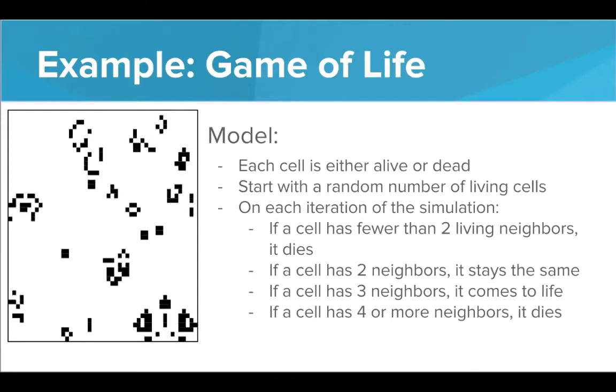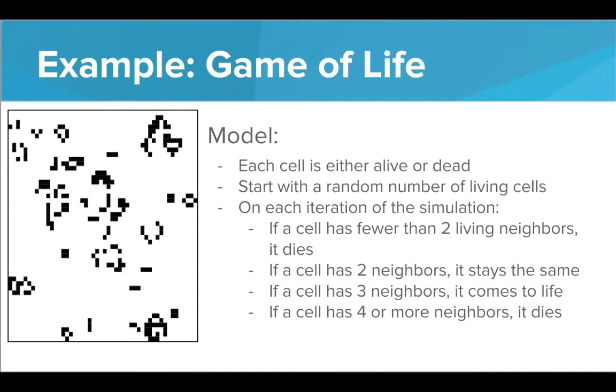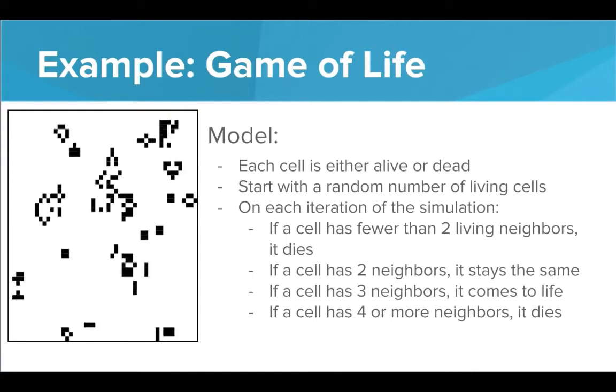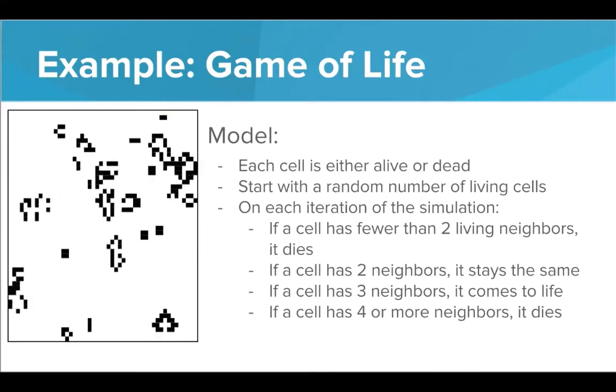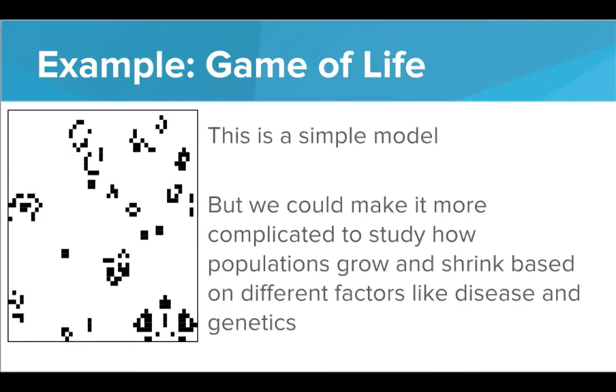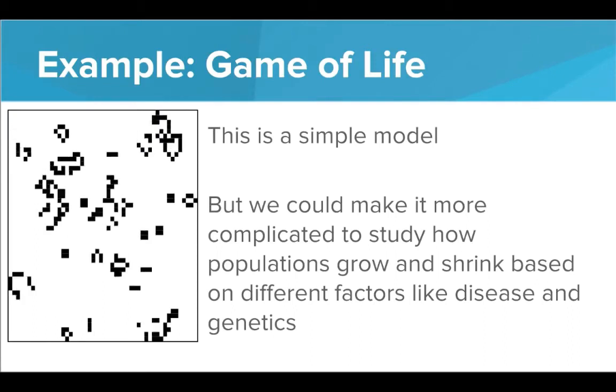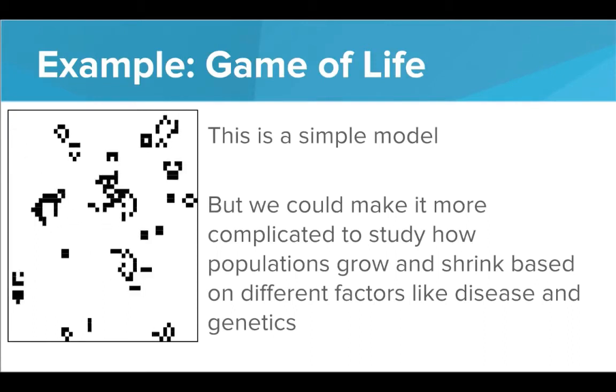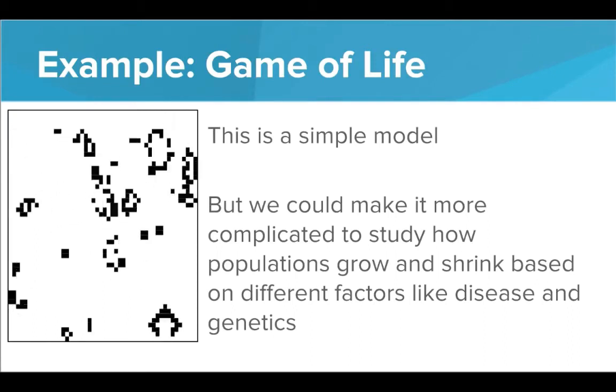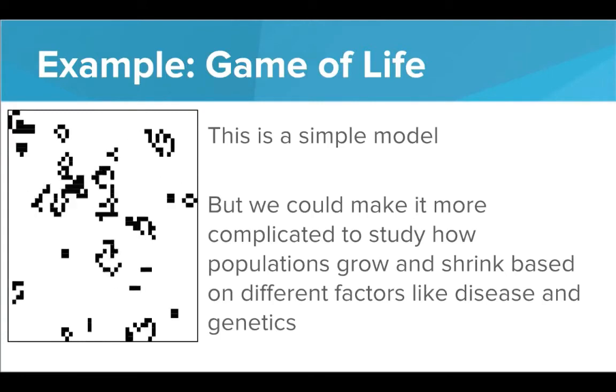So this is just one example model of how the Game of Life could play out. This is simple rules that dictate how these cellular organisms are living and dying in a crowded space. So this is a simple model, but if we wanted to, we could make it much more complicated and study how these populations of cells grow and shrink based on various factors.